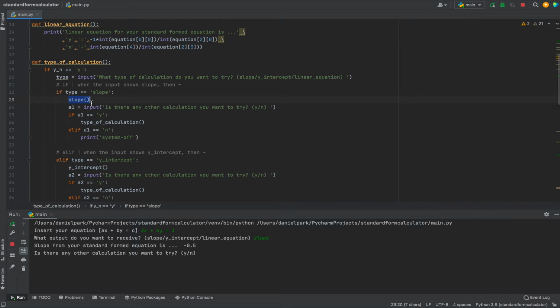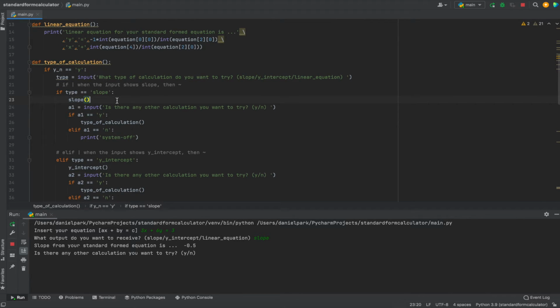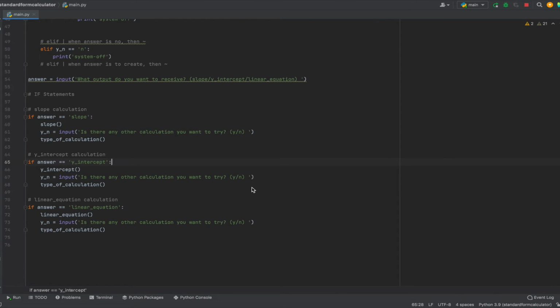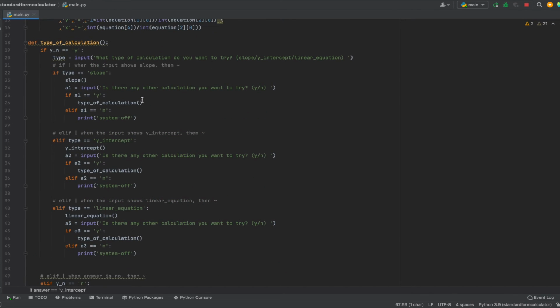And after calculating the slope, I'm again asking, is there another calculation you want to try? And if a1 equals y, which means the answer to this question is yes, I'm again defining the type of calculation, which is the code from here. So when the answer to the question, is there any other calculation you want to try, equals n or no, it's stating that if the answer is no, it's just breaking the system and printing system off.